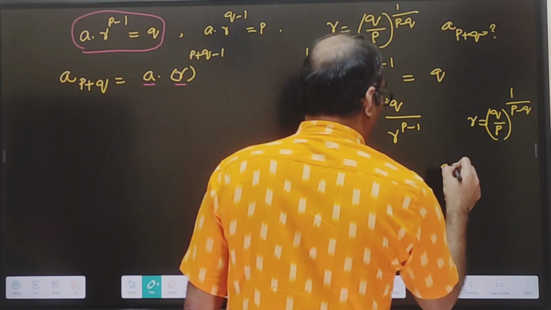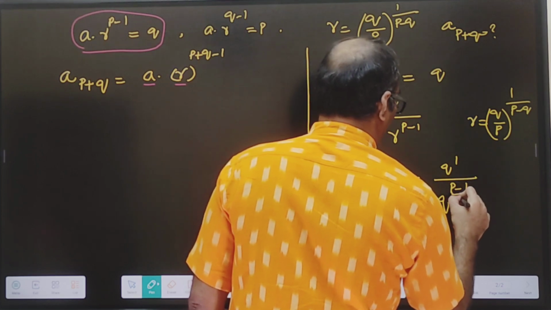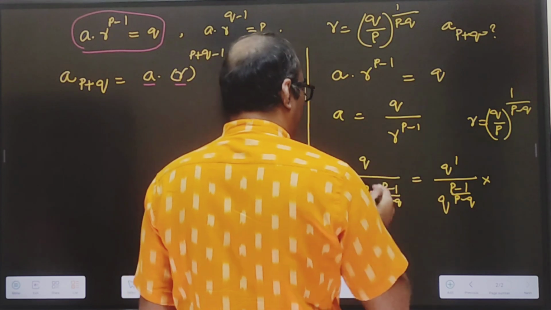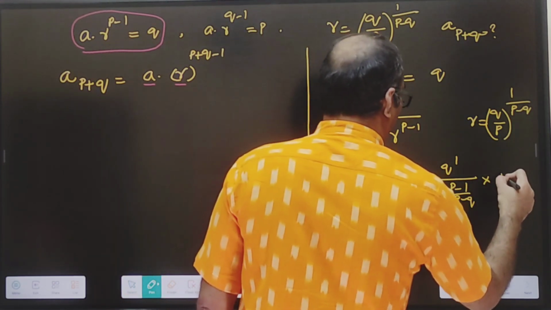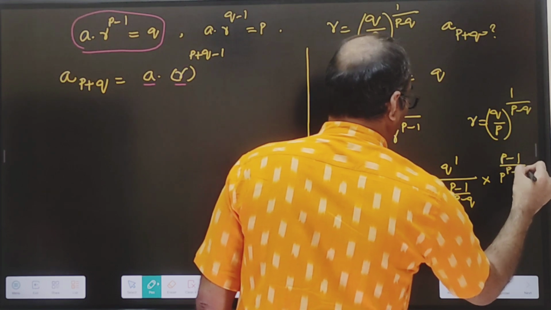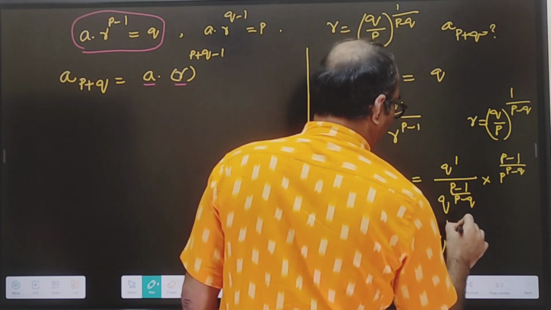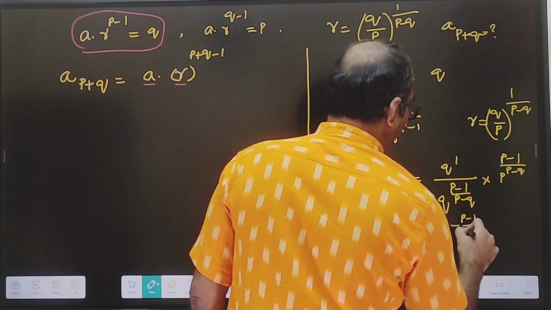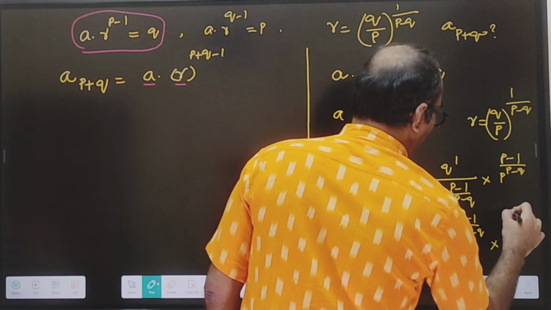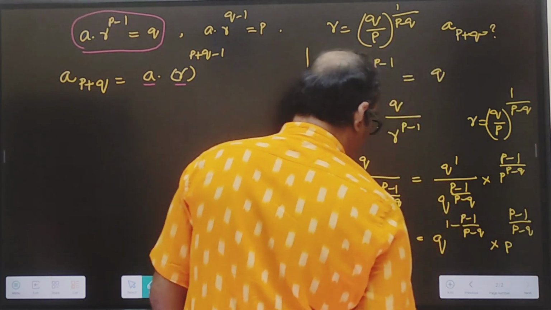This will be q to the power of 1 divided by q to the power of (p minus 1)/(p minus q), and multiply that with p, which goes to the numerator. We will have p to the power of (p minus 1)/(p minus q). Let us simplify that. That will be q to the power of 1 minus (p minus 1)/(p minus q), multiplied with p to the power of (p minus 1)/(p minus q).